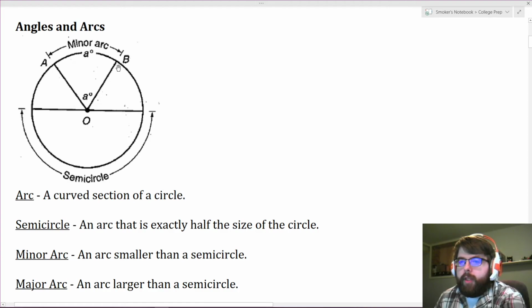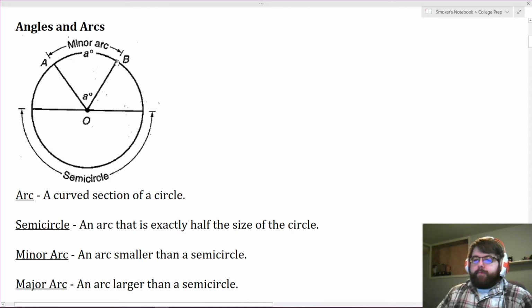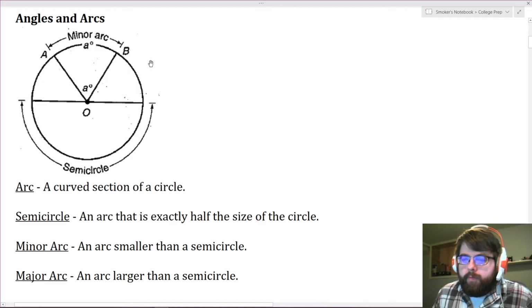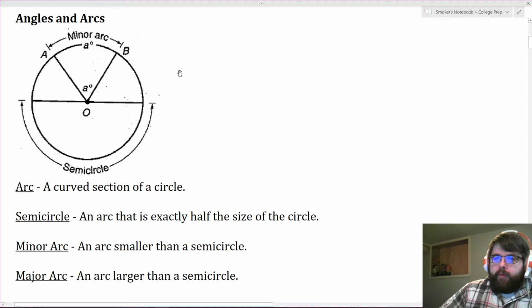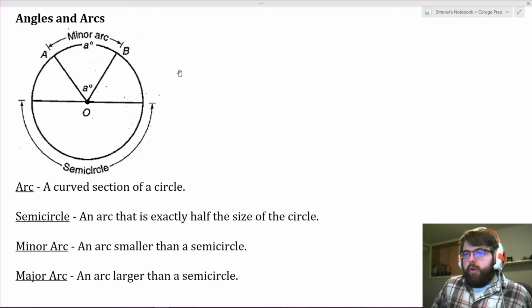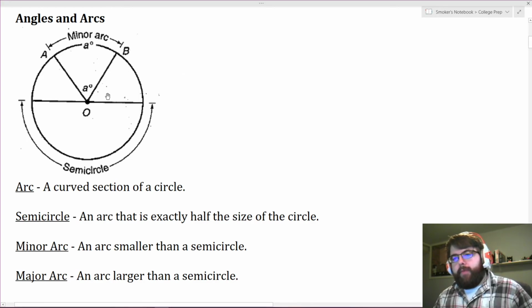Okay, so the minor arc is the shortest distance from A to B, always, and the major arc would always be the longest distance from A to B. So this is a minor arc, and a major arc would be one that goes the whole way around to get to B. Because unlike a line, a circle, you could go either direction to get from A to B. On a line, if you were going from A to B, there'd only be one way, but on a circle, you could go the long way or the short way.